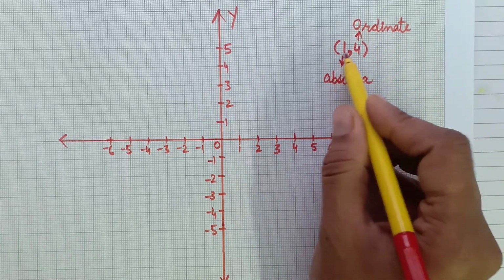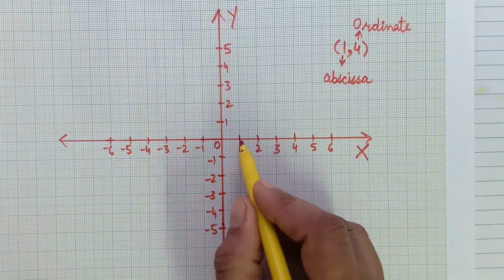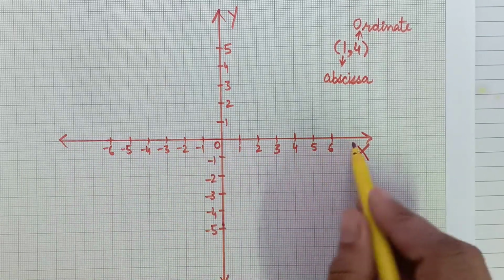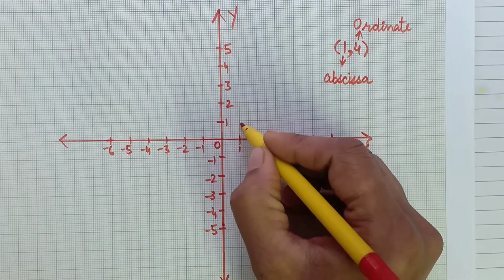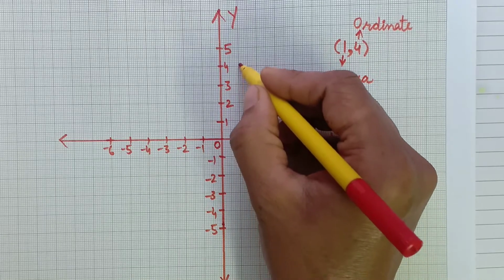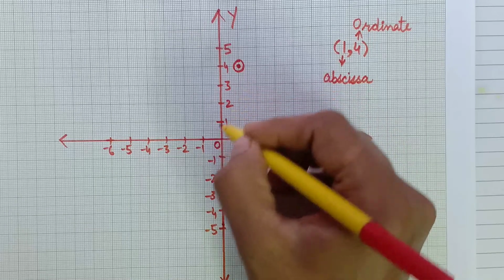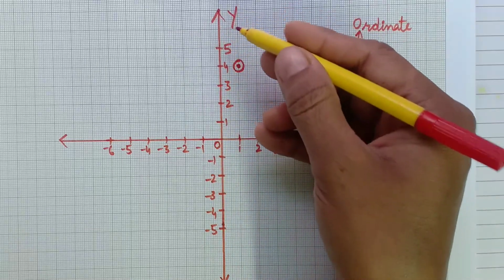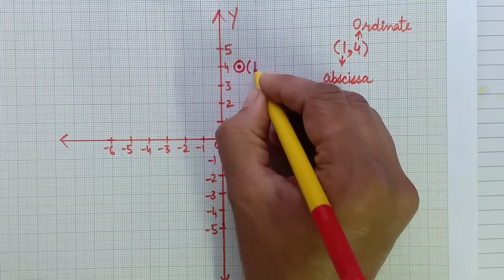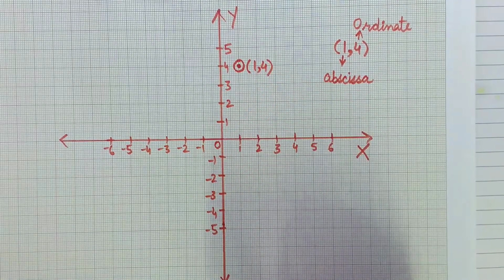Now I will start with 1. First I will see 1 on the x-axis, and in front of 1 I'll go up to 4 of the y-axis, and I have gone upward because I know the positive value of y will lie upside. Now this point represents (1, 4).